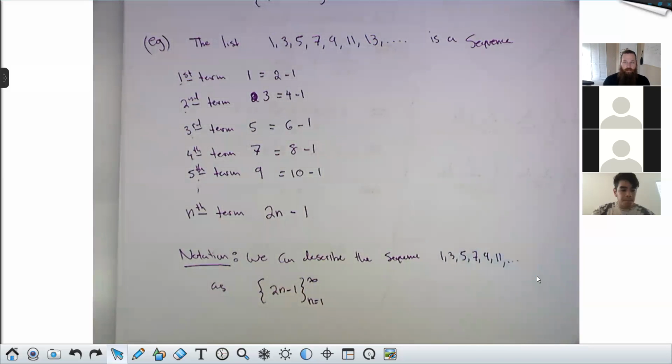If I want to refer to it as a single object that I can call upon, this is the notation. It's all of the numbers of this form as n runs from 1 to infinity. And there I get this whole infinite list in a single expression. And we use the curly braces for this, just like you do for a set in set builder notation.